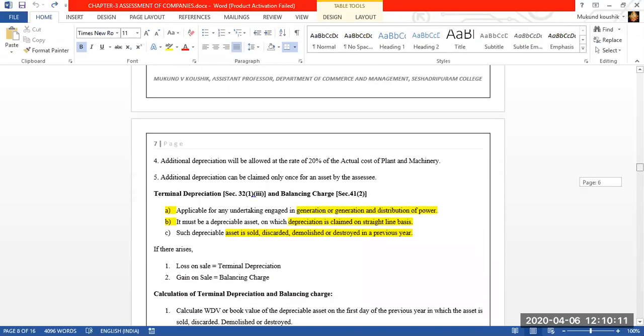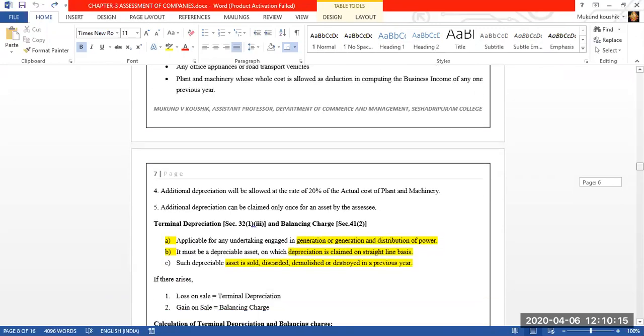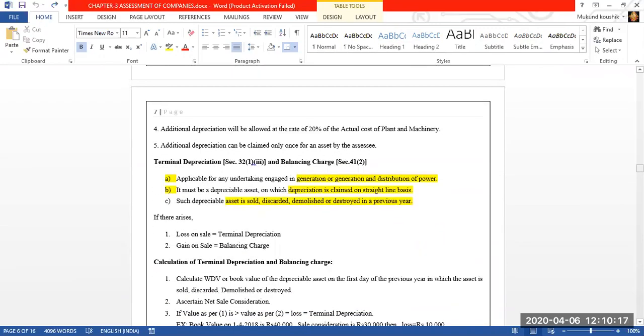These are important concepts which we have to follow under depreciation. When it comes to terminal depreciation, again, there are certain rules. We will quickly have a look at it. Terminal depreciation is applicable only for those undertakings engaged in generation or distribution of power. Then again, to claim terminal depreciation, the method of depreciation followed by the assessee should be the straight line method, or SLM method.